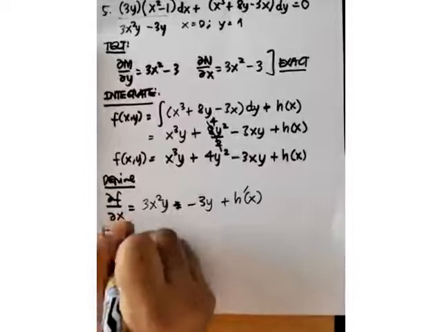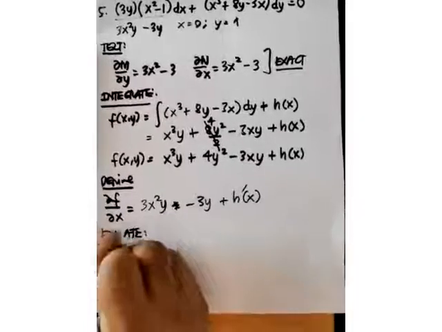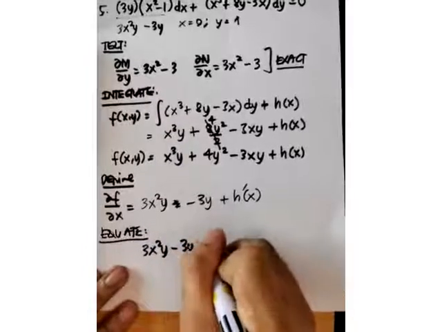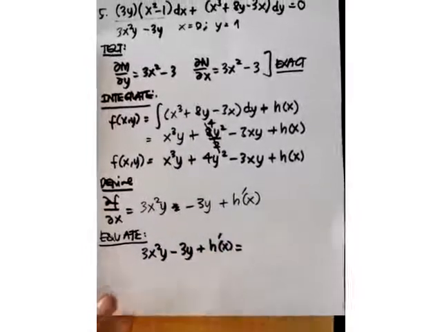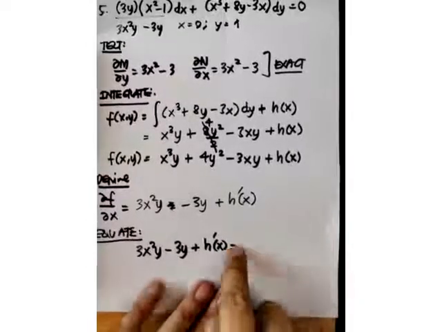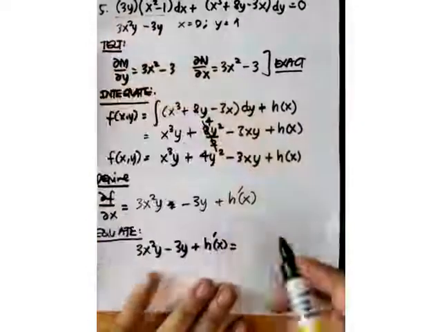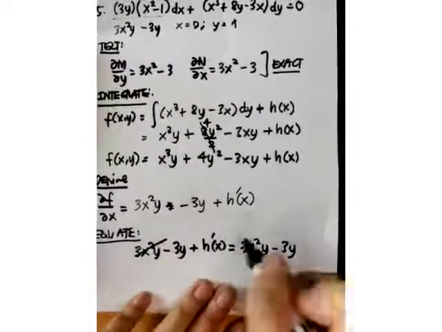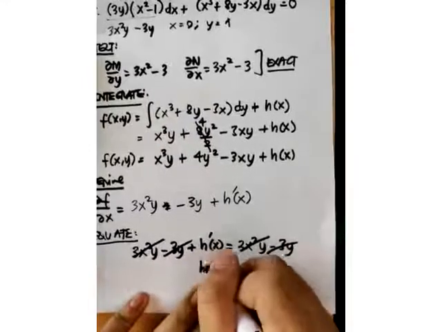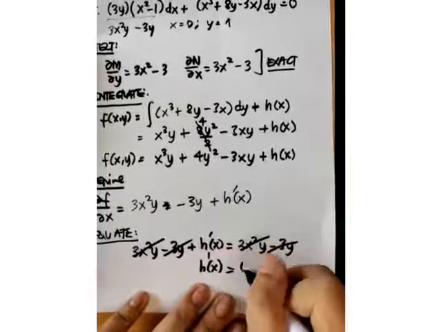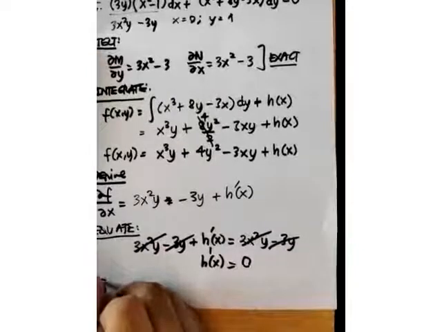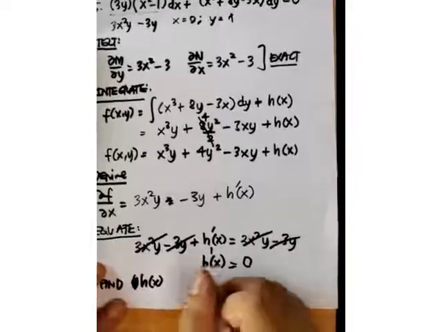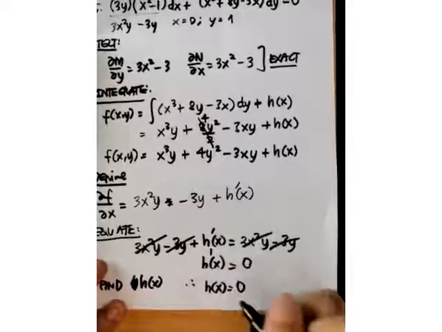And then we equate. So 3x squared y minus 3y plus h of x prime is equal to yung m. Ito. 3x squared y minus 3y. Cancel. Cancel. So therefore, h of x prime is 0. Or we can find h of x. So therefore, h of x is also 0.